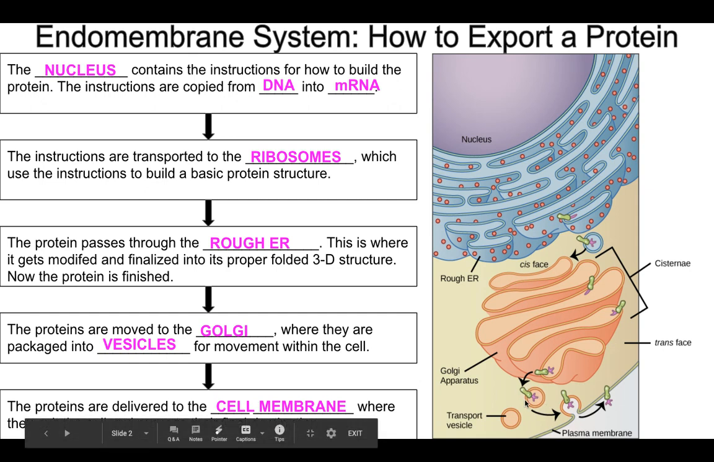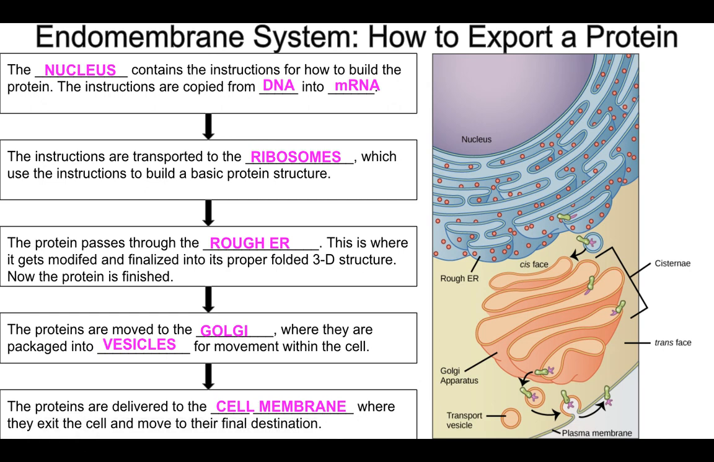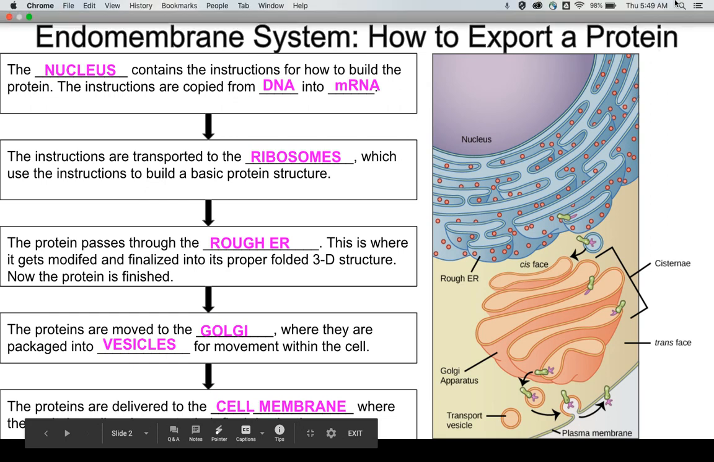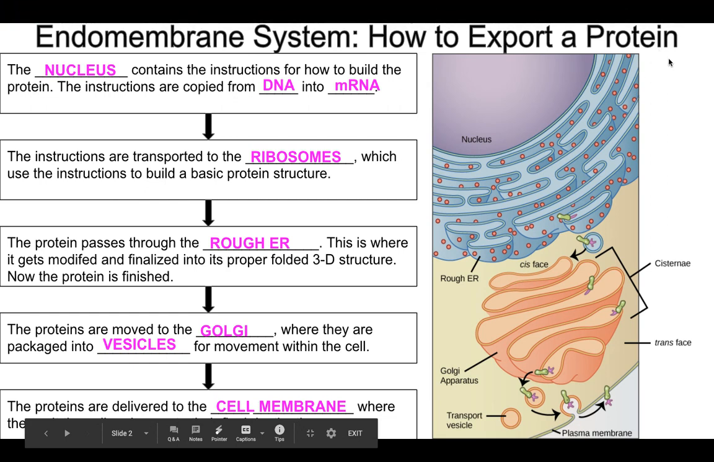Then that vesicle is going to act like a delivery truck. It is going to move it to the cell membrane, which is like the gate of the cell. And it's going to fuse the vesicle to the cell membrane and dump the protein outside of the cell. And then that protein will go to wherever it is destined to go. Okay, so that's just a quick little review of the endomembrane system. Make sure that you've taken good notes, and if you have any questions, please let me know.